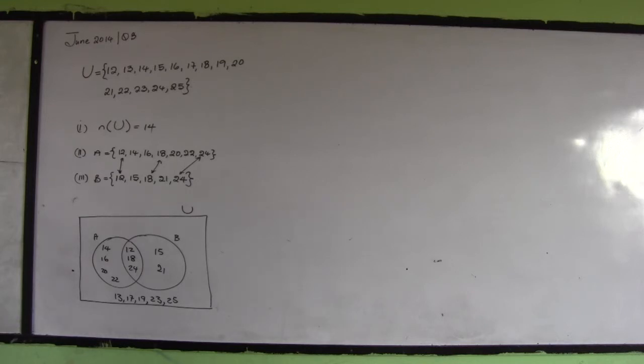How else would you draw it? That's not correct. It is not a subset. See, if all the elements of B were in A, then it would be a subset. But 15 and 21 are not in A, so it's not a subset.